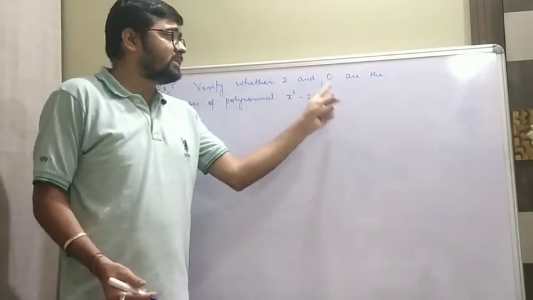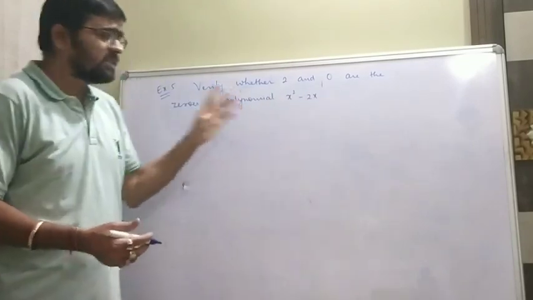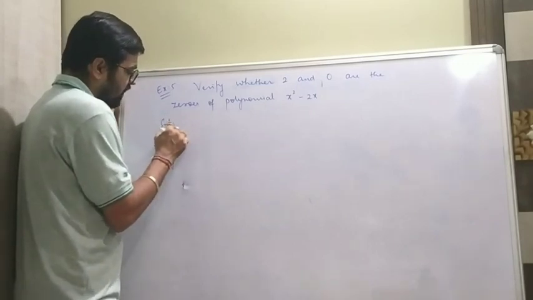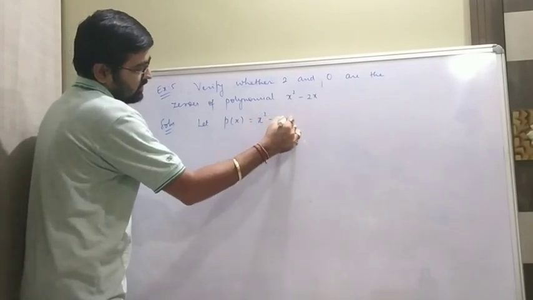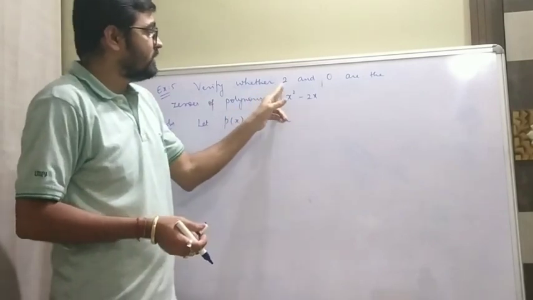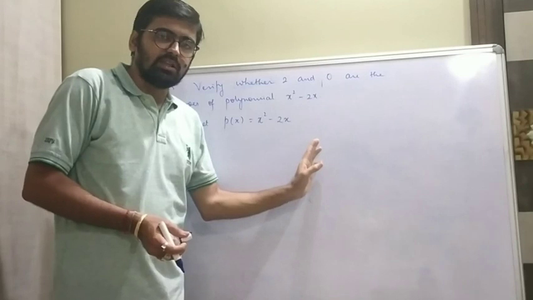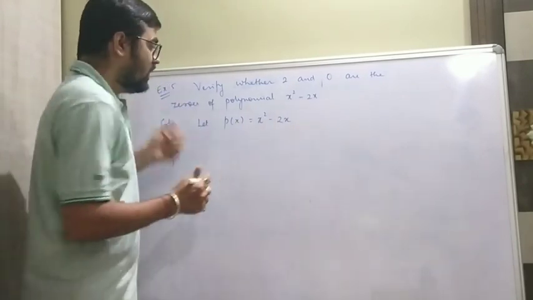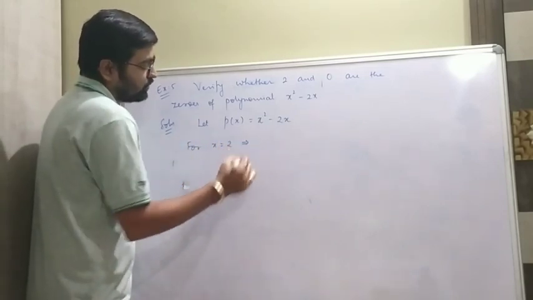Verify whether 2 and 0 are the zeros of the polynomial x square minus 2x. We did this kind of problem, correct? What we are supposed to do is, first of all, let p of x equal x square minus 2x. Simple. And then one by one we'll put these values as x in the given polynomial. If we get 0, that is a zero of the polynomial. If we don't get 0, that value is not a zero of the polynomial. So let's go for x equals 2.